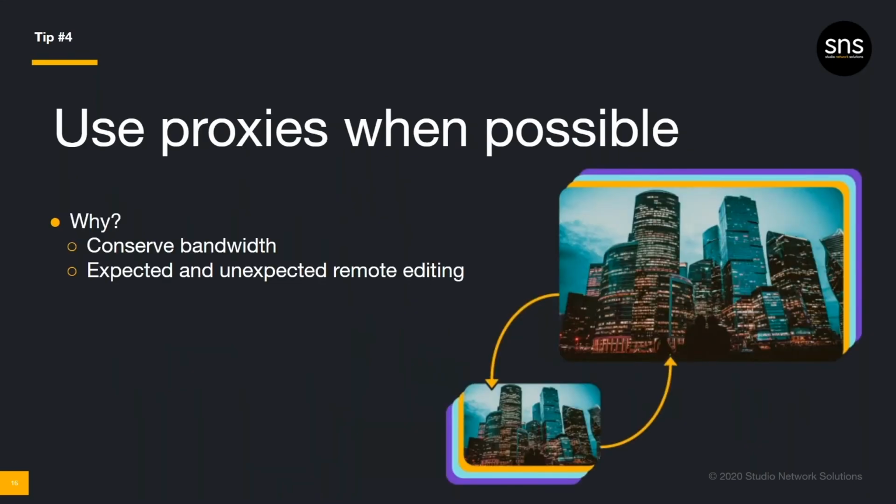Our fourth tip is to use proxies whenever possible. Proxies are those low-res offline copy files that we talked about in our little history lesson. Using these will help you conserve bandwidth so you aren't downloading 4K raw footage.